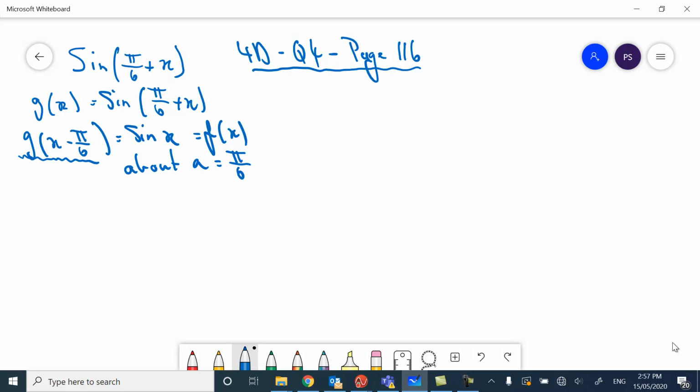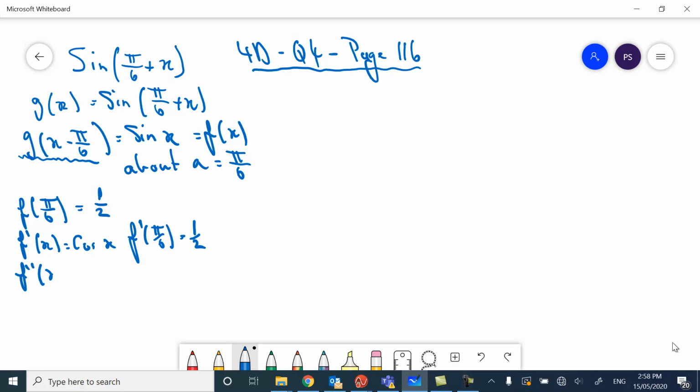So let me just do this. How far have they asked it up to? Up to degree 3. So here we go. We've got f of pi on 6. Sine pi on 6 is just a half. Then I've got f dash of x, which is cos x, and f dash of pi on 6 is just equal to a half.